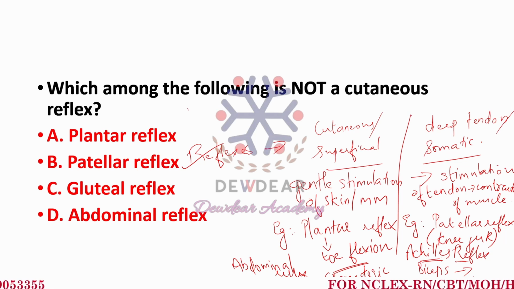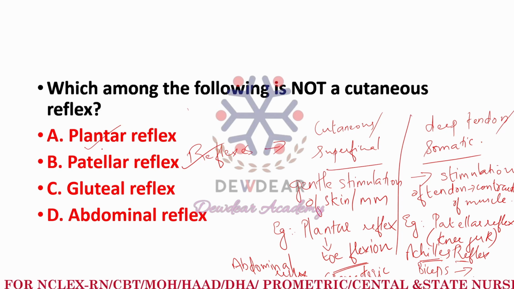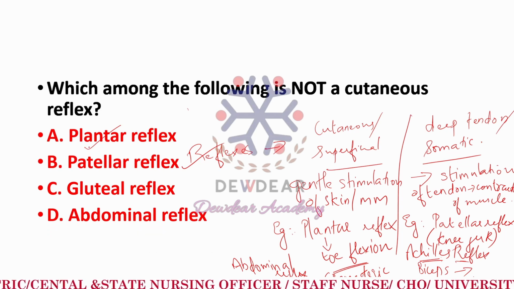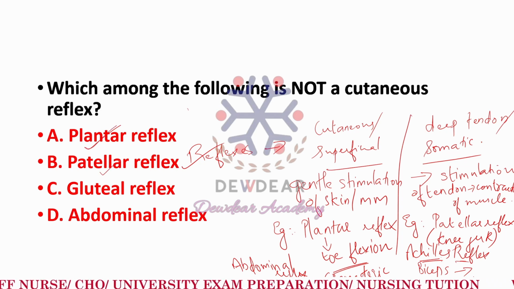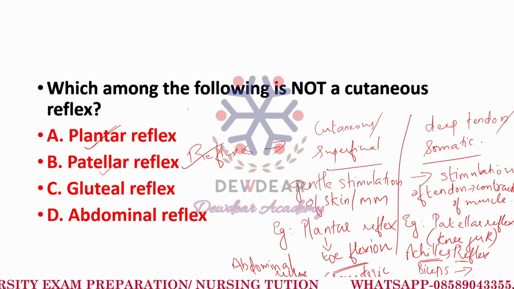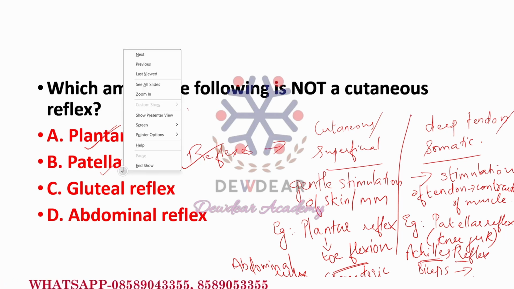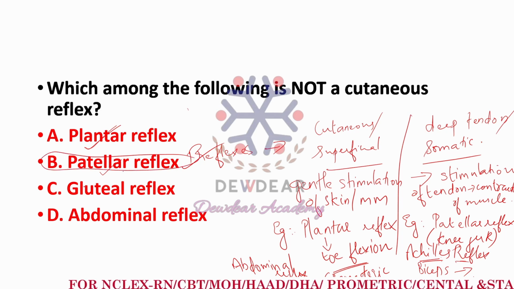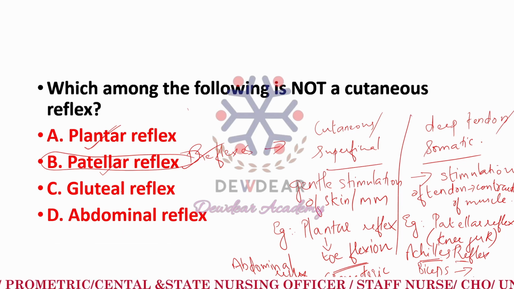So from here, the question. The first option is the plantar reflex. If the lateral sole of the foot is stimulated, that results in toe flexion, so this is an example of a superficial reflex. The patellar reflex means the knee jerk reflex. Stimulation of the patellar tendon results in the contraction of the associated muscles, so that is a deep tendon reflex. So this is the answer which is not a cutaneous reflex, because the patellar reflex is an example of a deep tendon or somatic reflex.